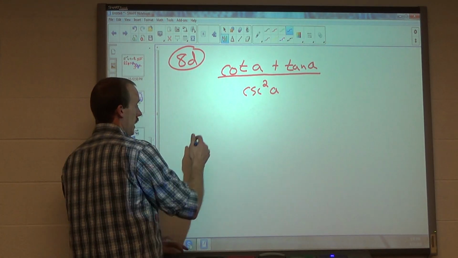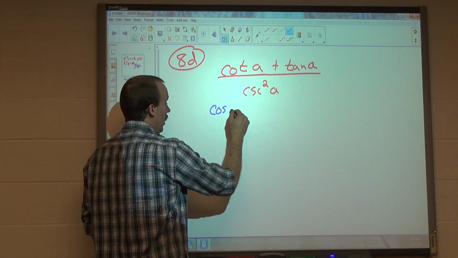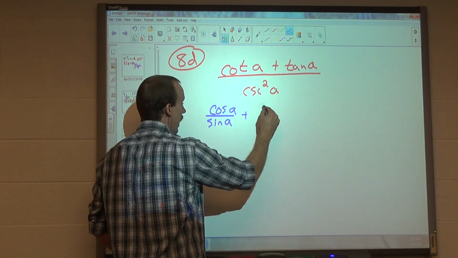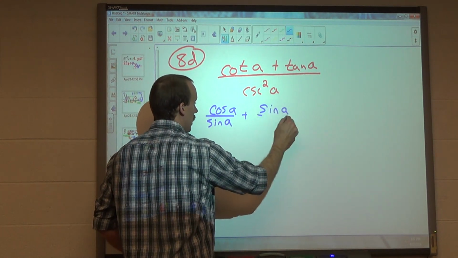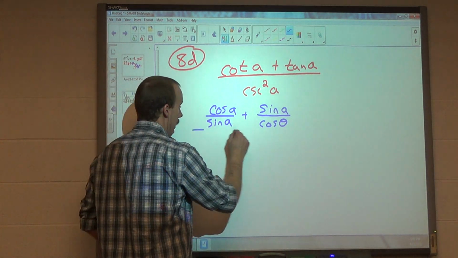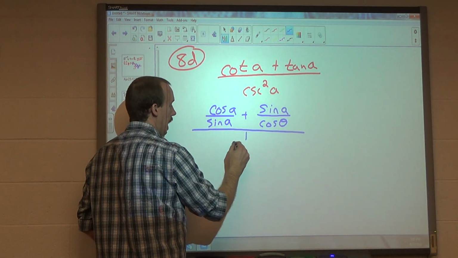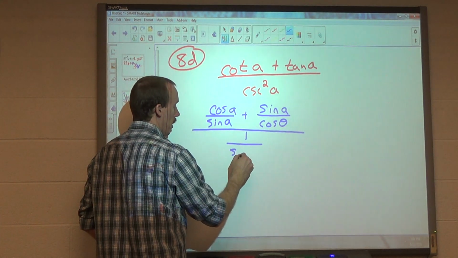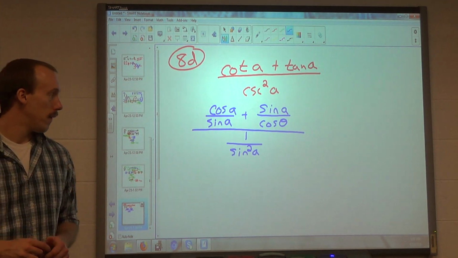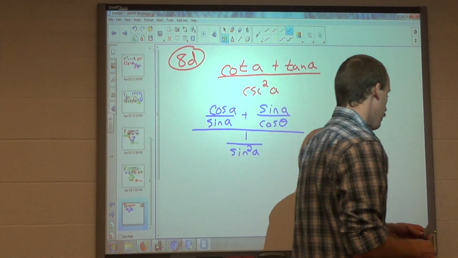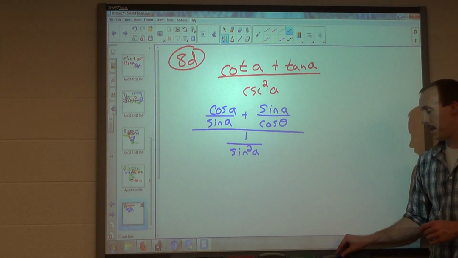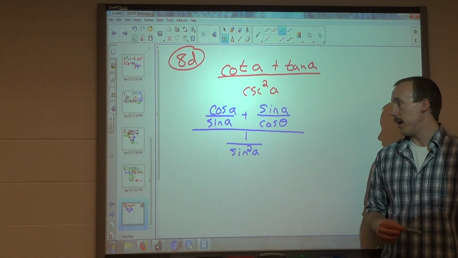So what's cotangent the same as? Cosine over sine. So we got cosine of A over sine A, and tangent is sine over cosine. All over, what's cosecant? 1 over sine. So in order to do this, what do we gotta do on top? Common denominator.